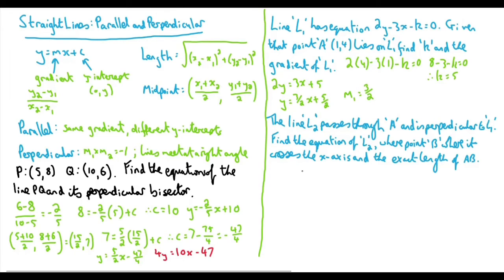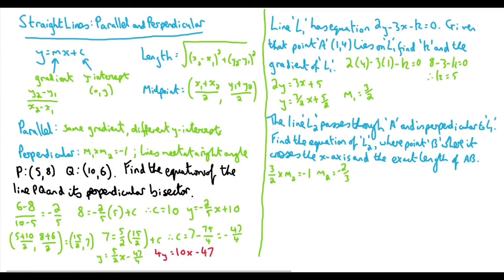The next part was then line L2 passes through A and is perpendicular. So if we're going to find the equation of L2, we need an x and y coordinate and the gradient. Well, we know the x and y coordinates because it passes through A. We know x is 1 and y is 4. All we need is the gradient. So we can say that your 3 over 2 times whatever the gradient of line 2 is going to be equals minus 1. So dividing that across, you get that your second gradient is minus 2/3.